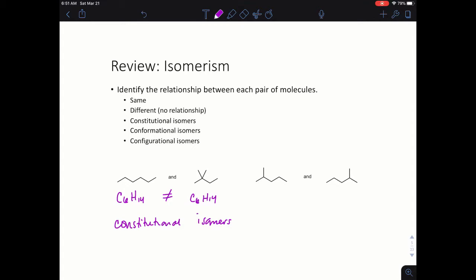If you're ever in doubt, you can always name the molecules, and if they have different names, they're different. So this one has 6 carbons, so it's hexane. Here we have a 4-carbon longest linear chain. So it's a butane. You have 2 1-carbon groups off of carbon 2. So it's going to be 2,2-dimethylbutane.